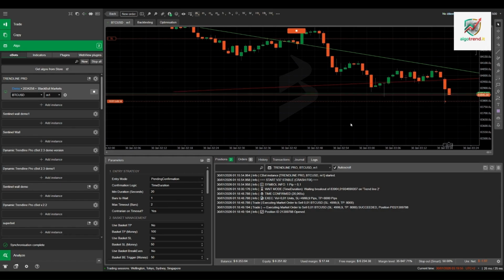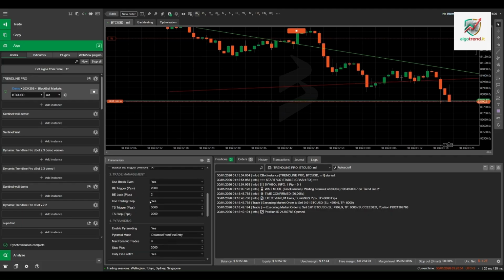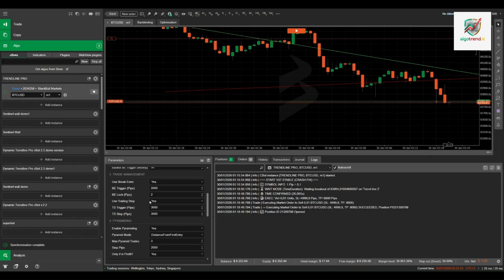In the log section, you'll be able to see every single action the cBot takes, and if a position is not opened, it will tell you why, whether it's because of the spread, the maximum number of open positions being reached, or other reasons. Make sure to carefully check all parameters before activating your Trendline Pro. Every asset needs different settings.